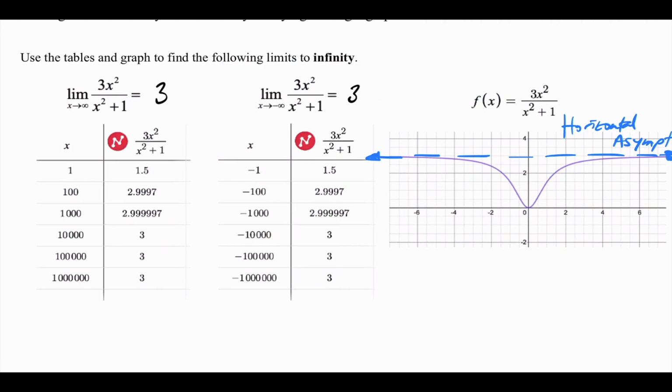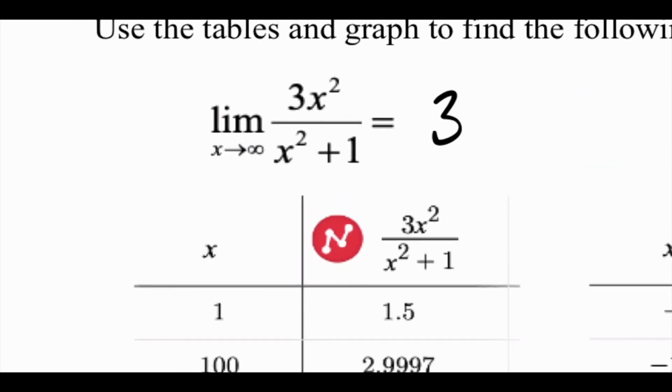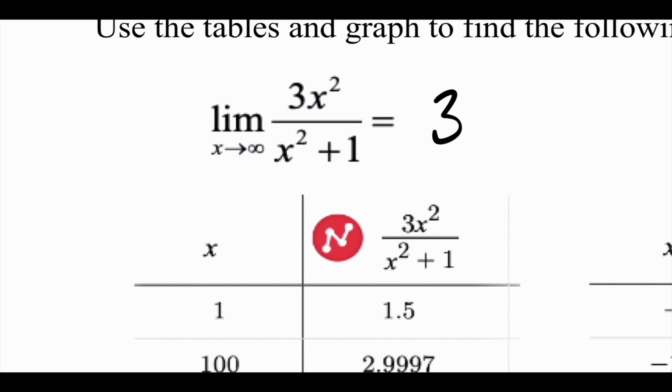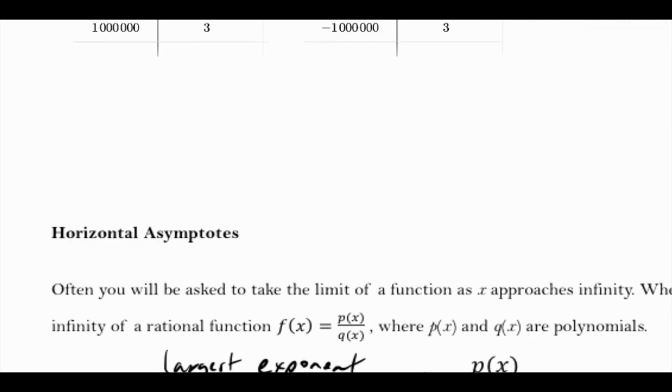So for example, this limit right here. What is the degree on top? 2. That's the largest exponent. What's the degree on bottom? 2. So we would say they're equally balanced because the degrees are the same, right? That's what a degree is.